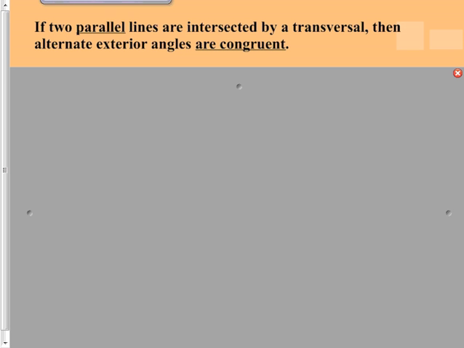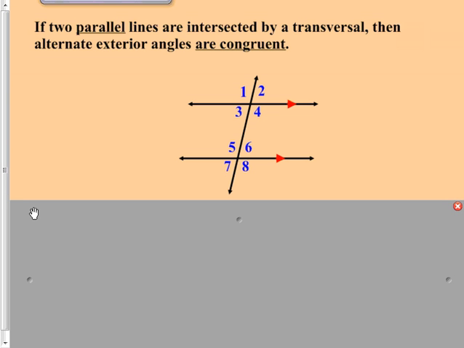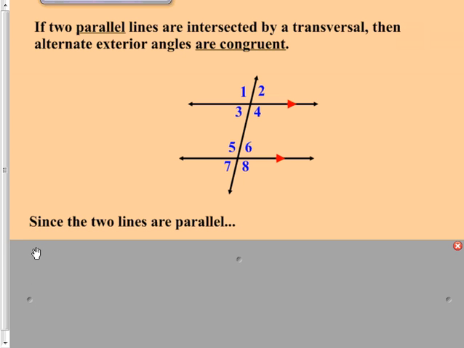Lastly, if two parallel lines are intersected by a transversal, then your alternate exterior angles are congruent. Same diagram as before. Where do we have alternate exterior angles in the diagram? Angle 1 and which angle would be alternate exterior angles? Alternate means they're going to be on opposite sides of the transversal. Exterior means they will be on the outside of the two intersected lines. So angle 1 and angle 8 would be alternate exterior angles.